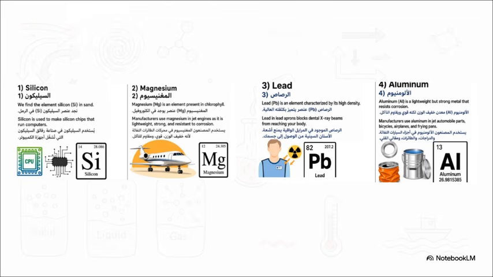Then we have lead, element 82, famous for its intense density. That density is exactly why it's used in those heavy lead aprons that block X-rays from reaching your body at the dentist. And finally, aluminum, element 13. Like magnesium, it's a lightweight, strong, corrosion-resistant metal, and we use it in everything from jet airplanes to your kitchen frying pans and the soda cans in your fridge.